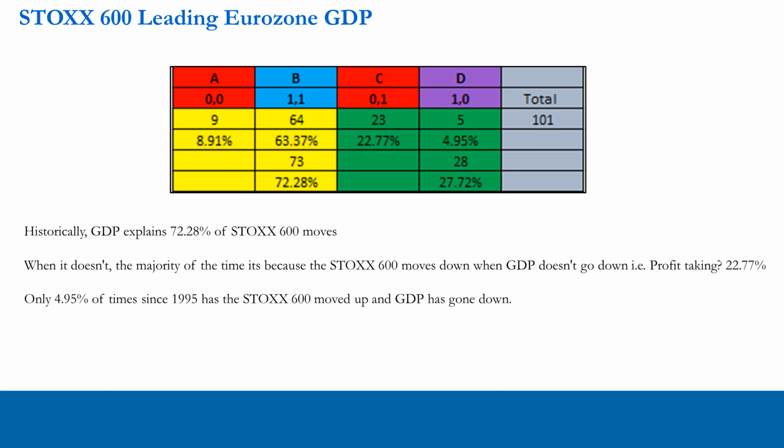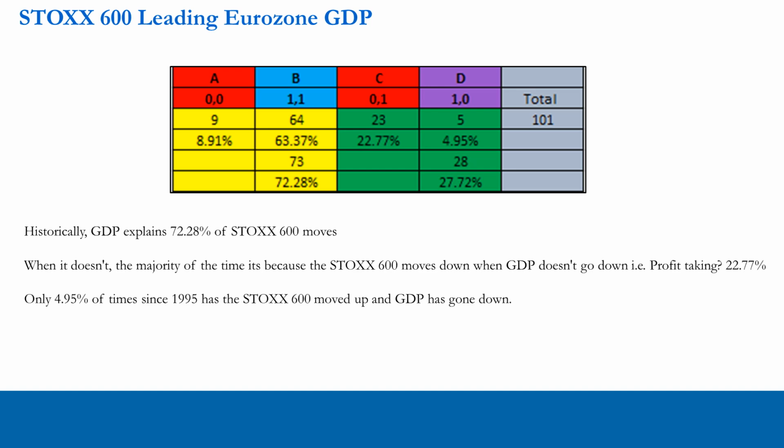So 0, 0, the index goes down in the quarter, and then GDP is reported down. And the 1, 1 case is the index going up in the quarter from the previous quarter, and GDP is reported up. If you look at the 1, 1 scenario, we have 64 cases out of 101 cases. So 64 quarters out of 101 quarters that the Stoxx 600 goes up and Eurozone GDP is reported up.